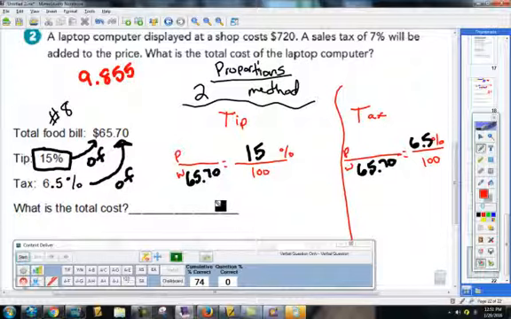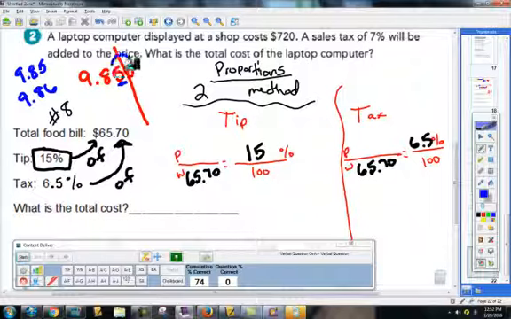Remember, money is rounded to how many decimal places? 2. Dimes and pennies. So if you just draw a line right there, just think about it like that. This is either going to be $9.85 or this is going to be $9.86. It's all about your rounding rules.